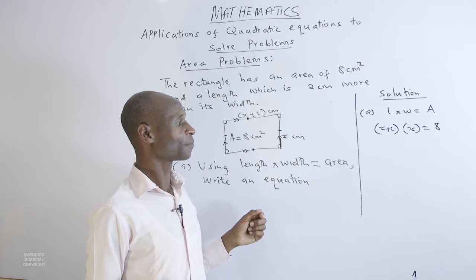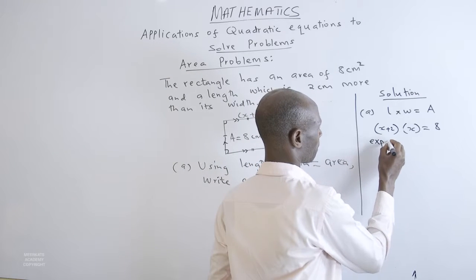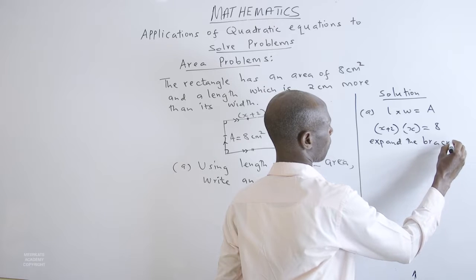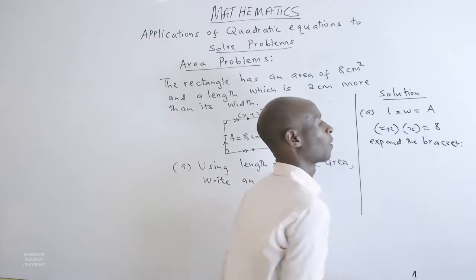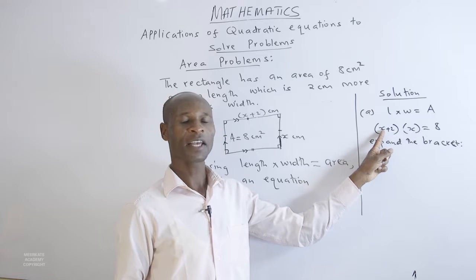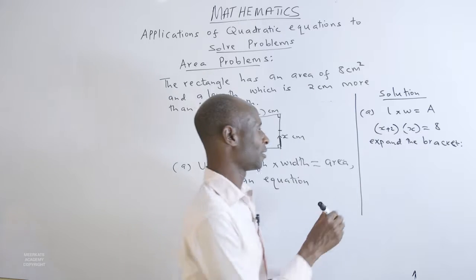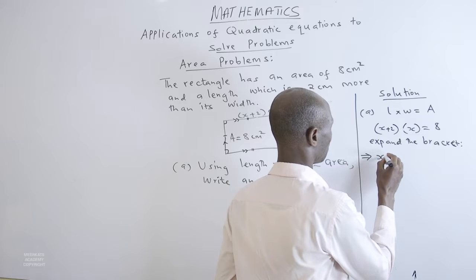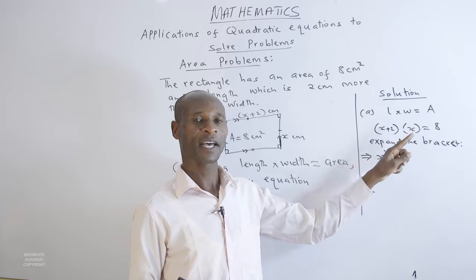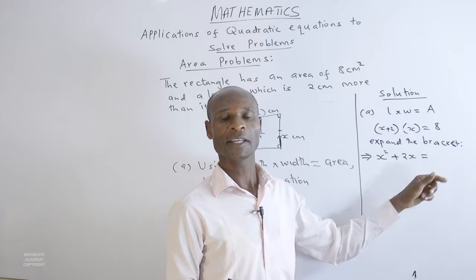8 square centimeters. So at this point, we now expand the bracket. To expand the bracket means we open the bracket, and in this case, we take the first term, x, multiplied by x, and that gives us x squared. Then the second term, 2 multiplied by x, gives us plus 2x. Is equal to, on the right-hand side, 8.